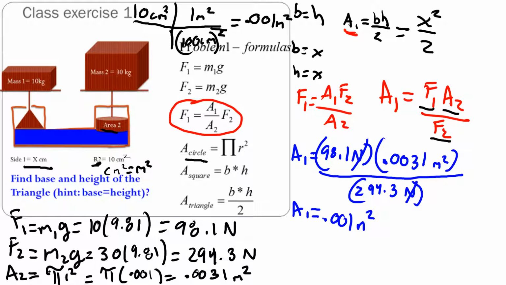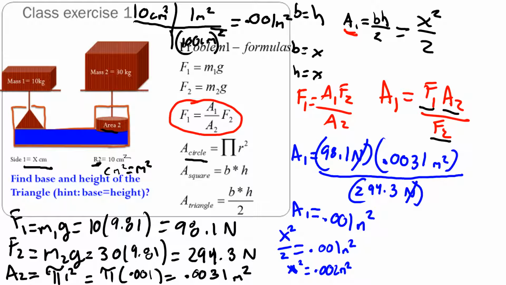Now we can find the x value. We have that A1 is equal to x squared divided by 2, and that is equal to 0.001 meters squared. So we multiply that by 2, and we have that x squared is equal to 0.002 meters squared.